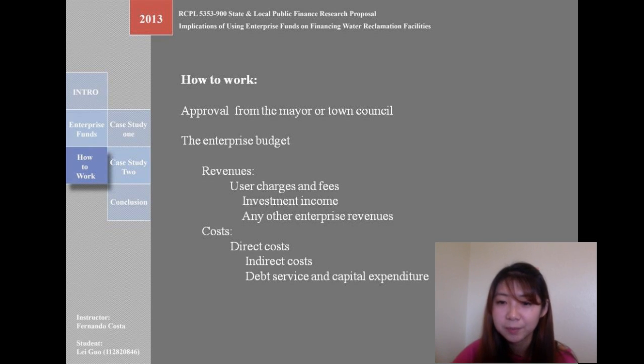Also, there's another special cost, depreciation. This shouldn't be considered in the operation budget. It should be taken into consideration when making the cost analysis of charges and fees and annual expense. From an enterprise fund budget, the community should keep tabs on the use of user charges and fees in operations and consider whether they should use taxes or other revenues to subsidize the deficit of the enterprise fund.